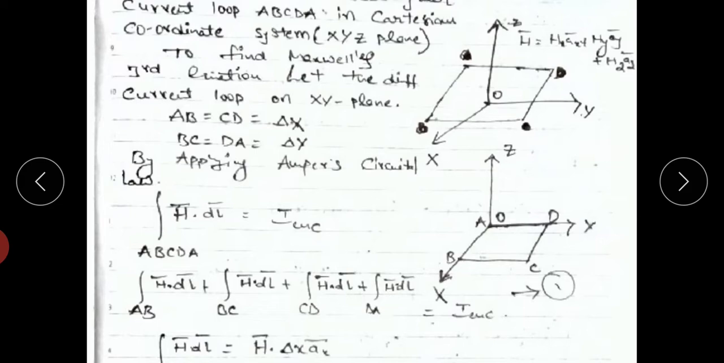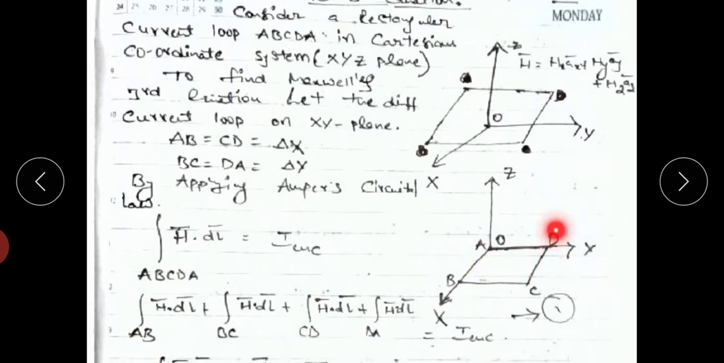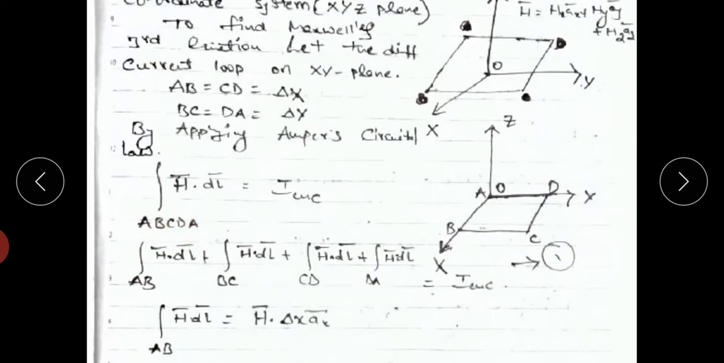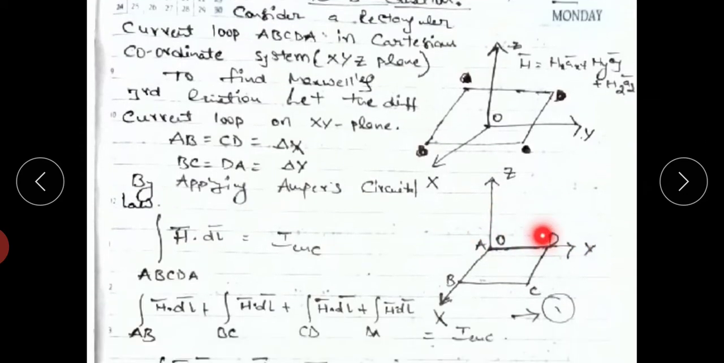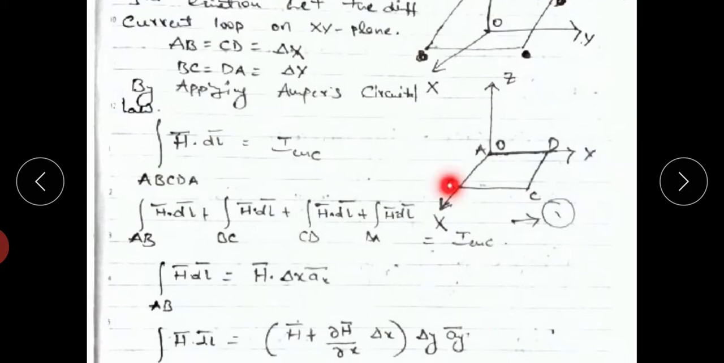To find Maxwell's third equation, we have to apply Ampere's circuital law. We know that Ampere's circuital law states the closed line integral of H bar dot dl bar equals I enclosed. Here the closed path is ABCDA, one rectangular closed path. So we can divide this closed path into four parts: first AB, next BC, next CD, next DA. So the AB side integral of H bar dot dl bar plus the BC side plus the CD side plus the DA side equals I enclosed.